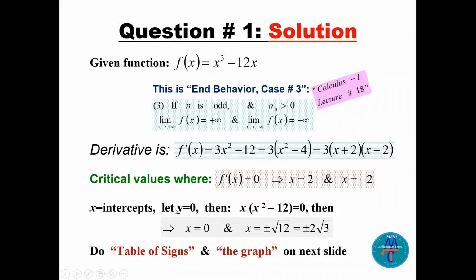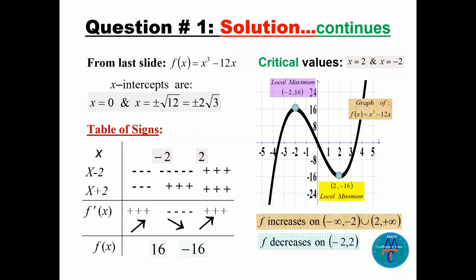The x-intercept, put y equal to 0. So x times x squared minus 12 is equal to 0. Then we have three values. x will be 0, or x will be plus or minus square root of 12. 12 is 4 times 3, so it will be plus or minus 2 square root of 3. We can see now the table of signs on the next slide.